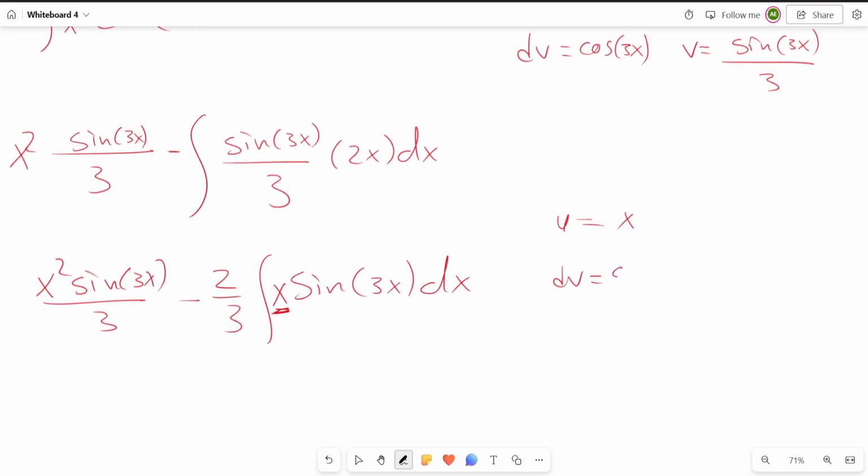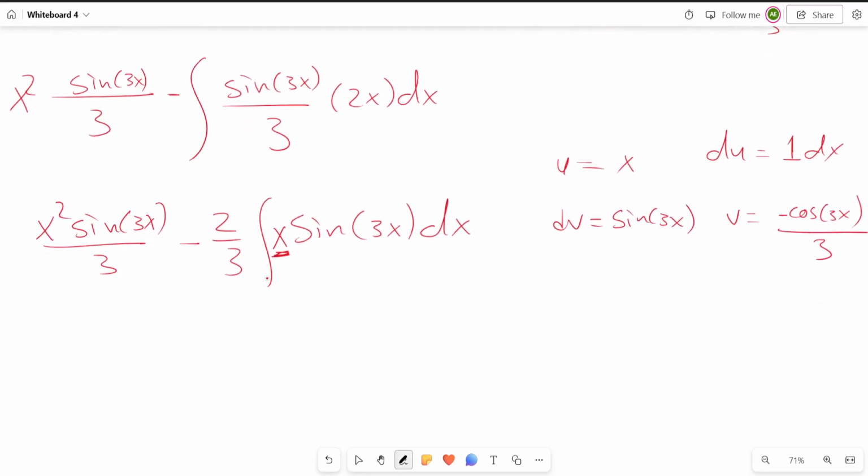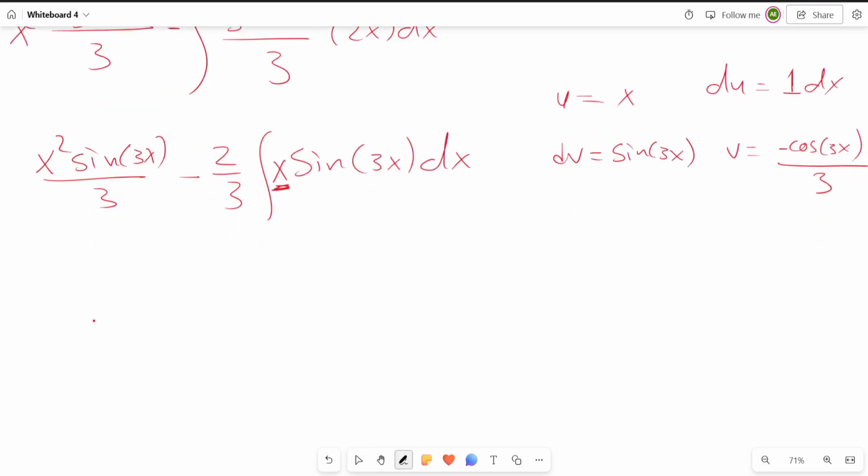So dv is sine 3x. That makes my du as 1 dx, and my v as integration of sine 3x is basically negative cosine 3x over the differentiation of what's inside. What's inside is 3x, differentiation of that is 3, so over 3. Let's rewrite this again using the integration by parts rule. First I have this part, then minus 2 over 3 into the integration of this.